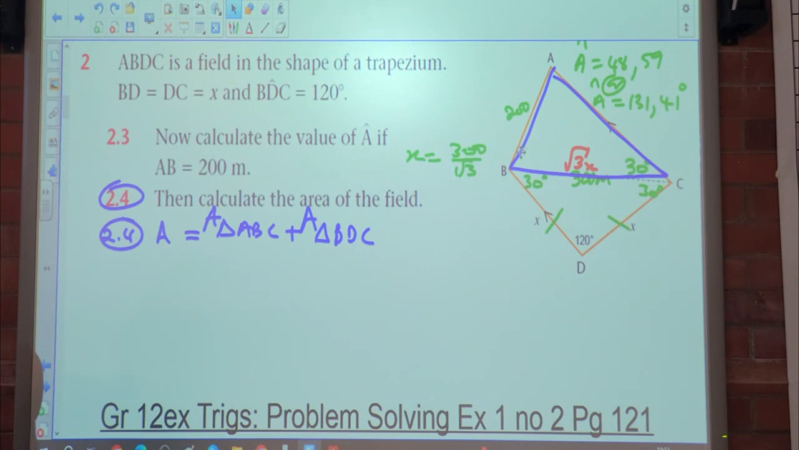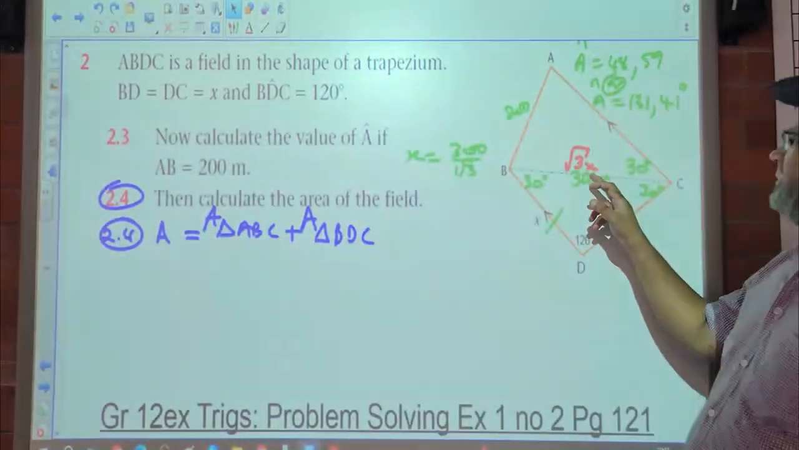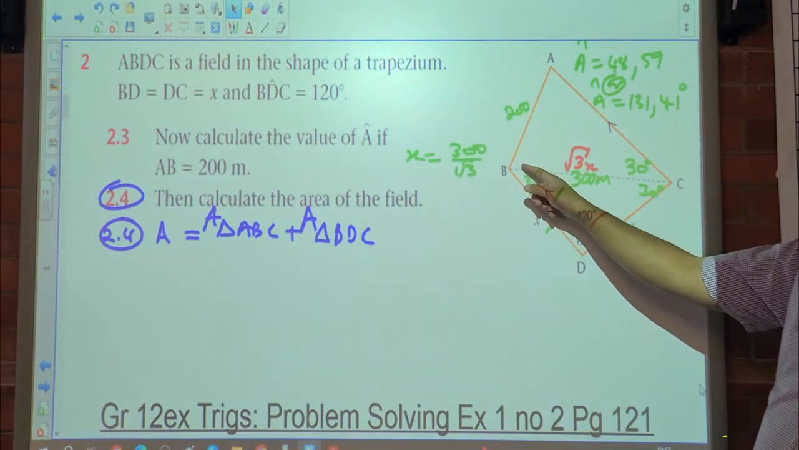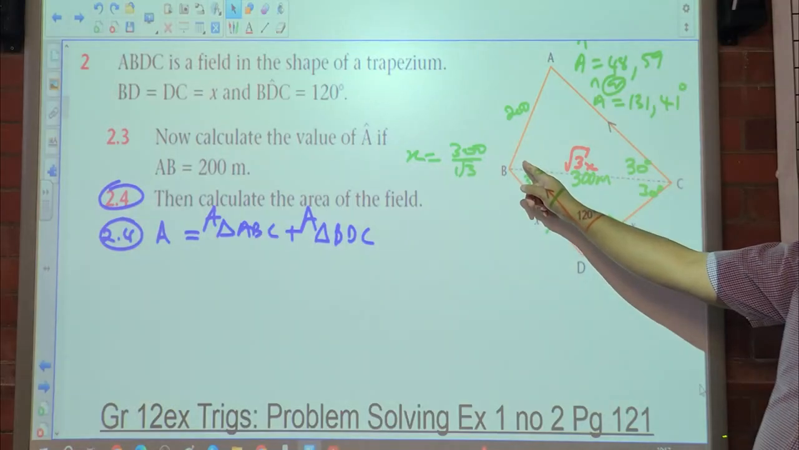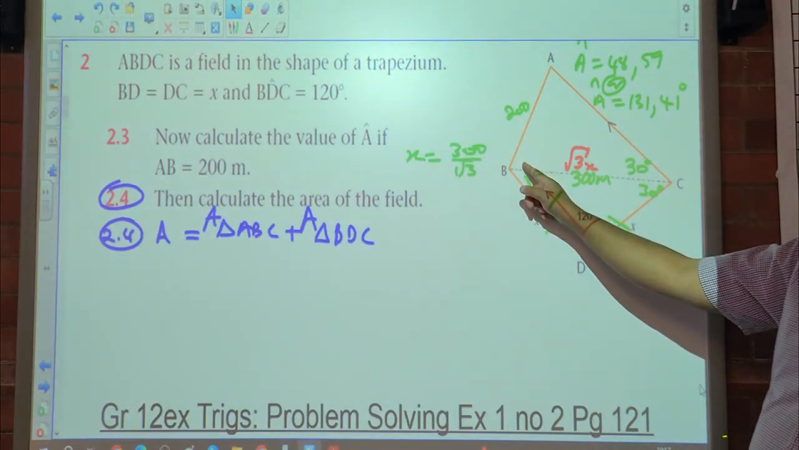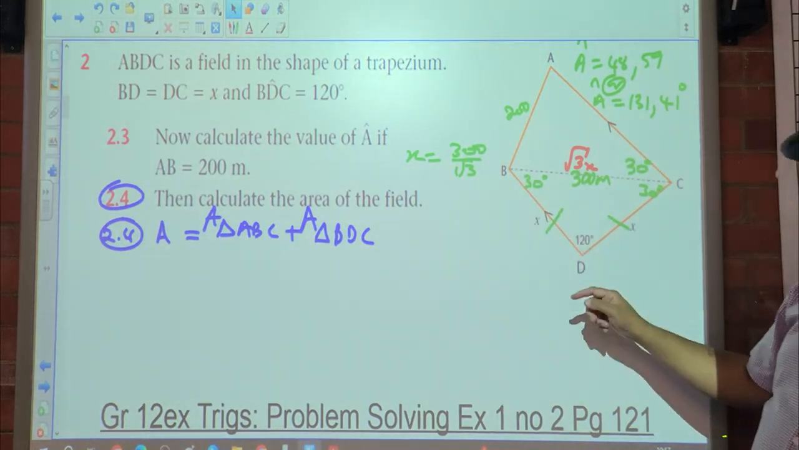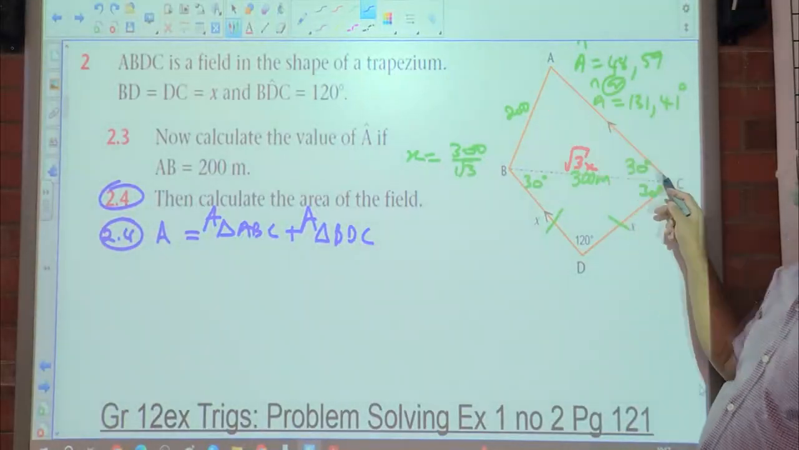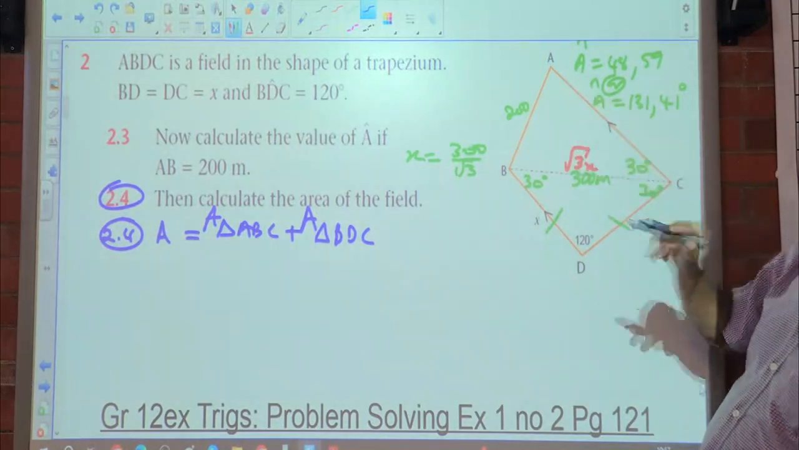You all okay with that? So how do you calculate the area of a non-right angle triangle? I need two lengths and an included angle. Two lengths and an included angle. Do I have this angle here? No, but I can calculate that angle. Likewise in this triangle here, I have two lengths and an included angle. So why can't I use A? Because I don't have the length of AC. Can you see that?